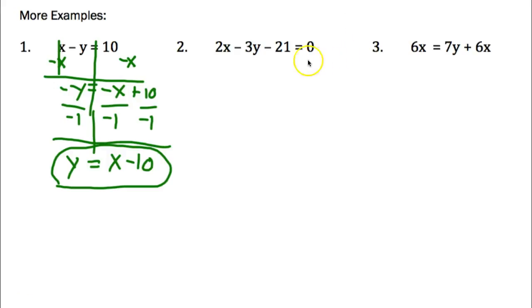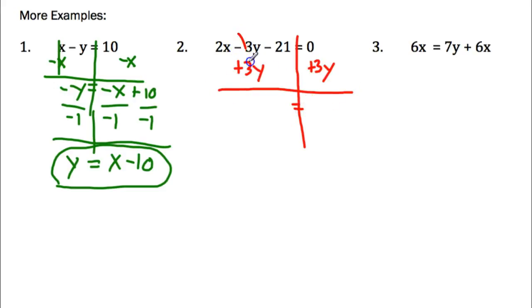This one over here, you might have done plus 21 and then minus 2x and then divide by negative 3. But you could do that an easier way. This whole video I haven't moved the y anywhere, but you're allowed to. You can do whatever you want. So if I do a plus 3y on this side, I can do a plus 3y on this side.